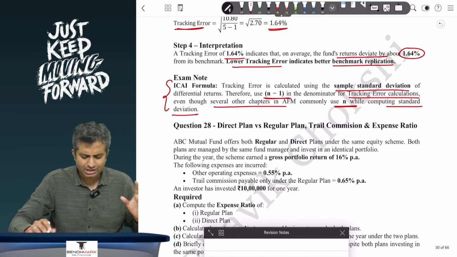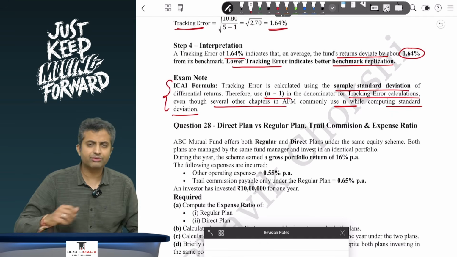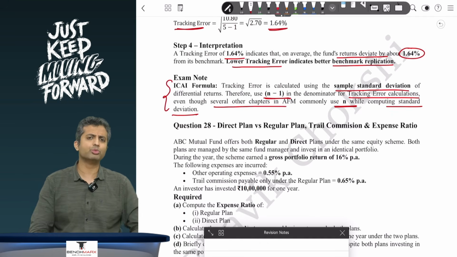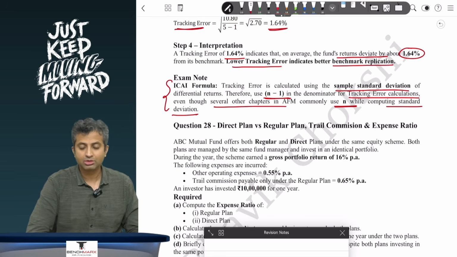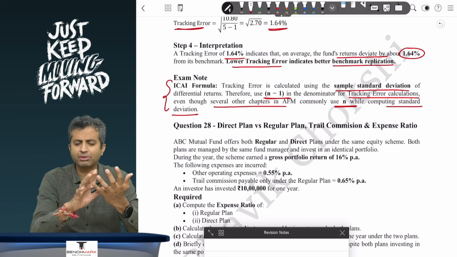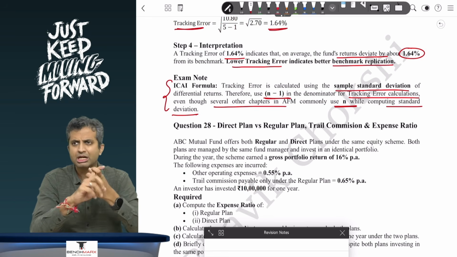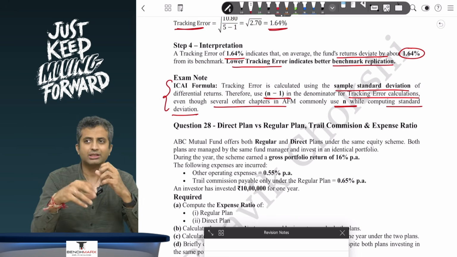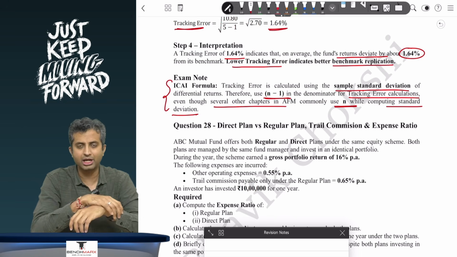Okay, so these are two important concepts. Then there is this plan in case of a mutual fund, which we call a direct plan. There are three concepts that we will cover in this question. First, direct plan versus regular plan. Then there's the concept of trail commission, and there is expense ratio.